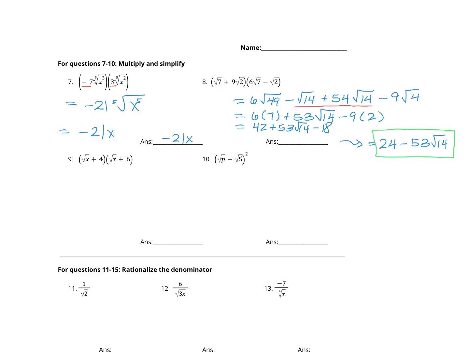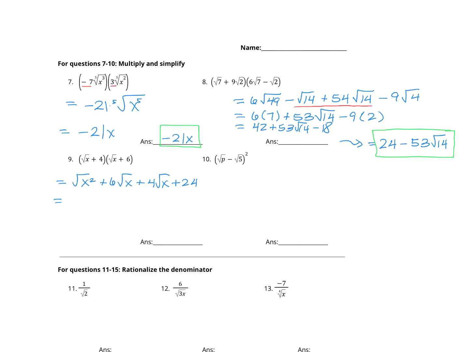Okay, for this next problem, we're going to also use FOIL to multiply it out. So we're going to first multiply square root of x times square root of x, that makes square root of x squared. Multiplying the outside, that's going to be 6 times the square root of x. Multiplying the inside, that's 4 times the square root of x. Then the last term, 6 times 4, is 24.